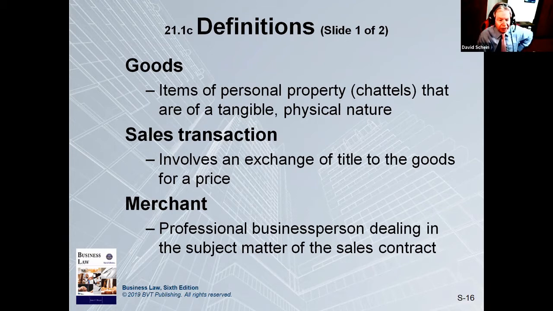So these are useful terms for you. Goods, items of personal property or physical. Sales, exchange of title to the goods for a price. That's pretty straightforward. Merchant, business person dealing in the subject matter of the sales contract. So if you're running a lawnmower and outdoor appliance store and you sell weed eaters and lawnmowers, then you're in that business. If you're running a local Goodwill store, that's not going to make you a merchant necessarily.